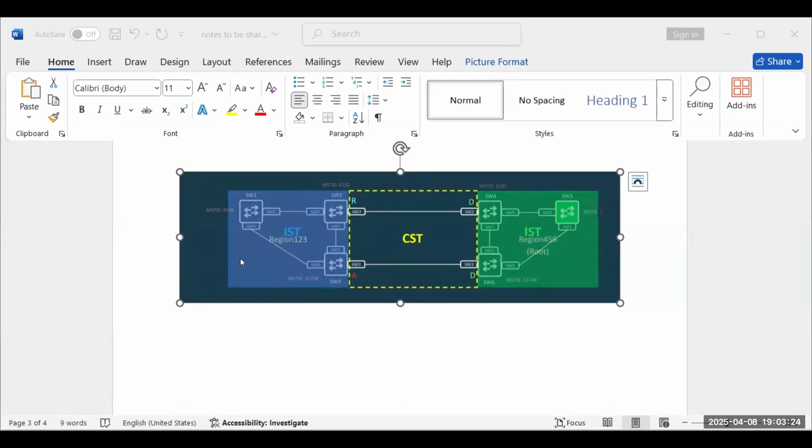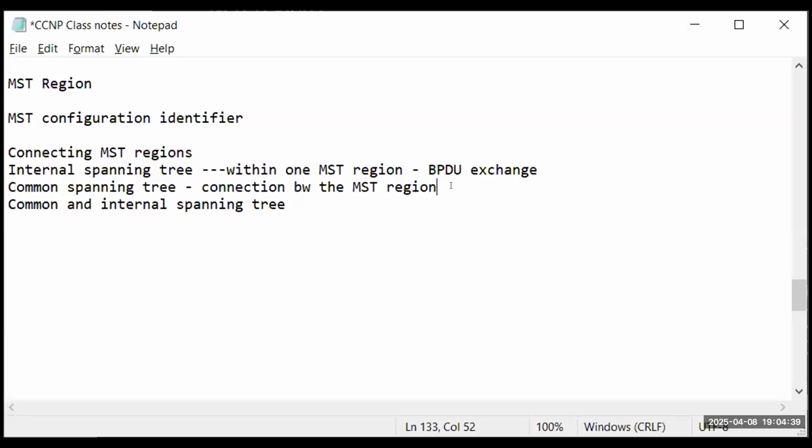Can you repeat the definitions? I'll just make a note of it. Okay, the definitions. IST is a special MST instance that runs on each MST region, or it runs within the region. And this is the connection between the MST regions.